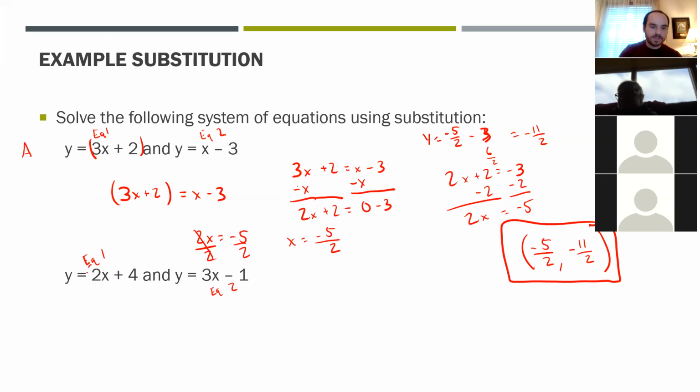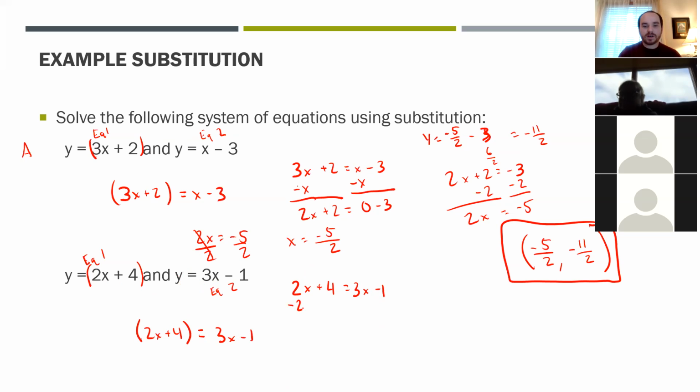I'm going to put this in parentheses because this is what I'm replacing y with. So we have 2x plus 4 wherever we see y over here. Y is, again, the start, so we're just going to do 2x plus 4 equals, and then we have 3x minus 1. So now we're left with this linear equation. We've done step 1 and 2. So now we just need to do step 3. We need to solve for x.